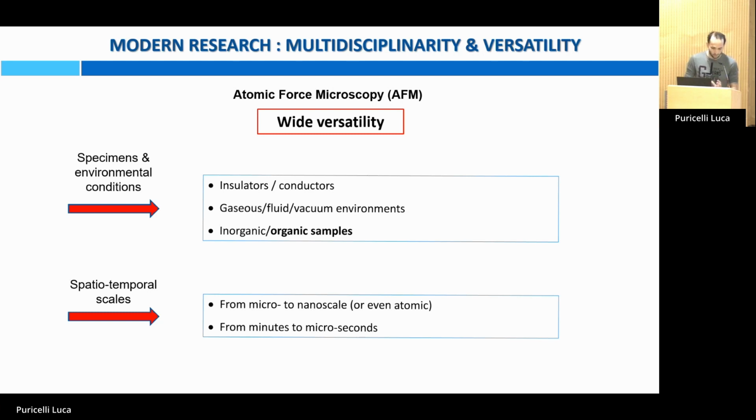On the spatial side, it can go from micro to the nanoscale, or in some specific conditions, even atomic resolution. And from the point of view of temporal scale, it can go from minutes to, let's say, microseconds. Minutes are for the more conventional, traditional AFM, whereas microseconds are for the super expensive high-speed AFM, like the one that we have bought for this project.